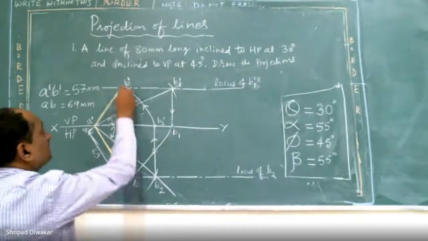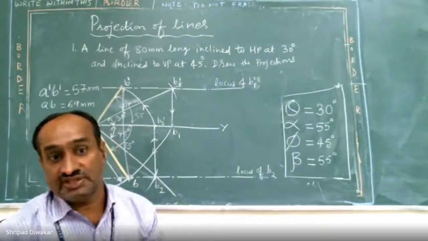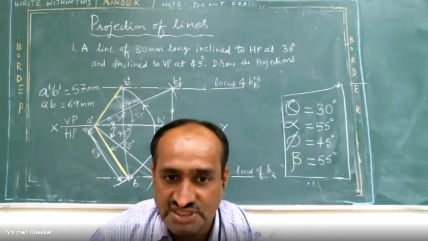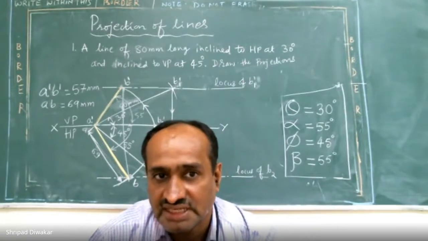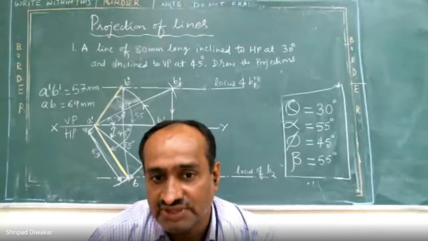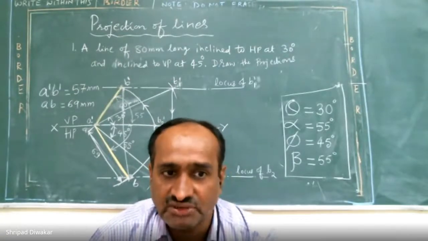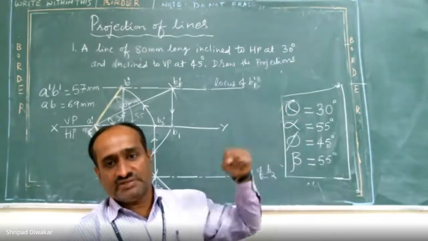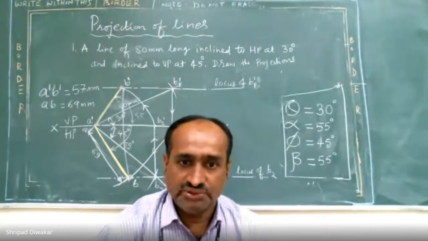Once you join, if they lie on the same line, then only your problem is correct. If they lie on different lines, it is wrong, which means your projection is not correct. Both points B and B dash should be on the same vertical, and that is the final confirmation. After confirming only, you draw the dimensions, whatever values you are getting. One question carries 20 marks, so you have to do it properly.